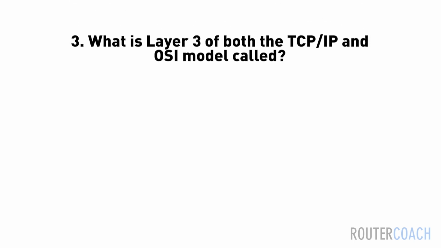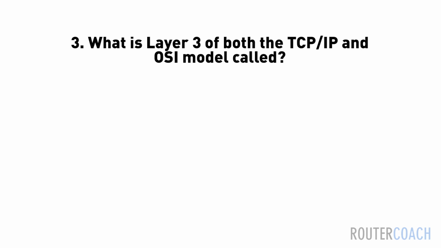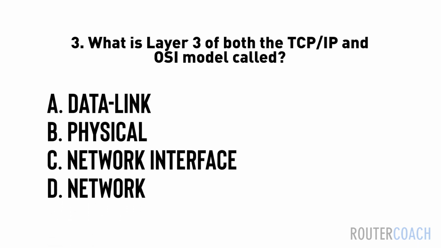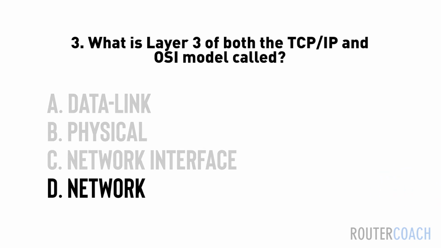3. What is layer 3 of both the TCP/IP and OSI model called? A. Data link. B. Physical. C. Network interface. D. Network. The answer is D.